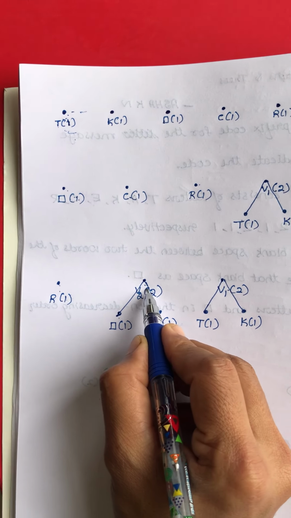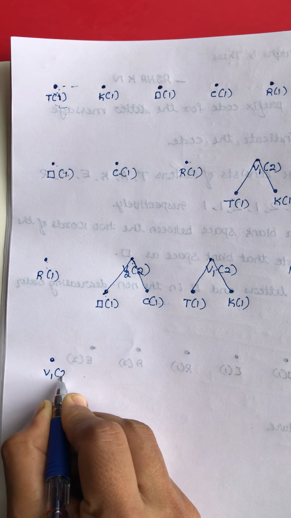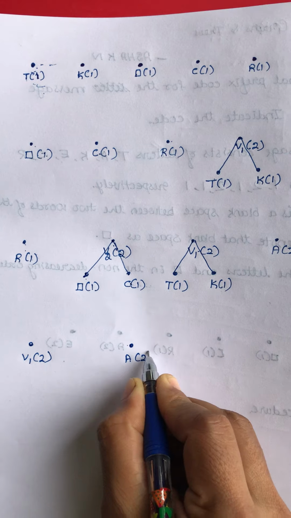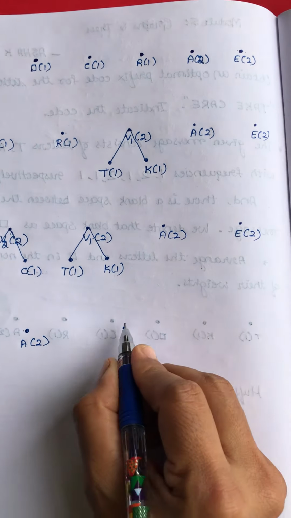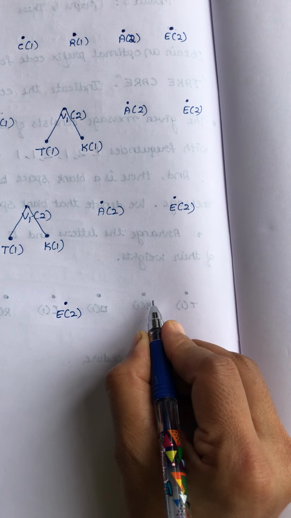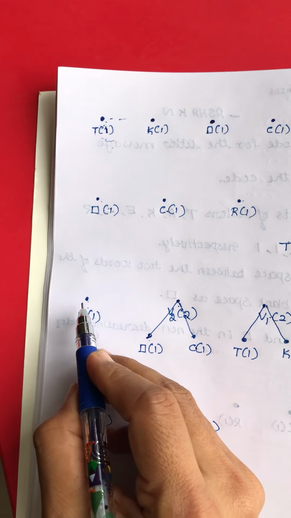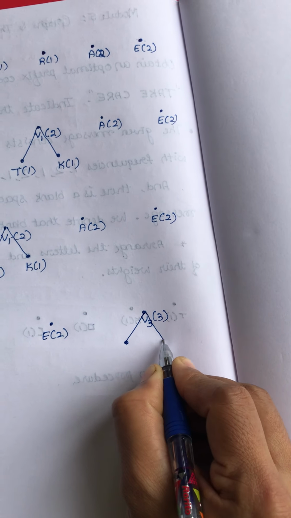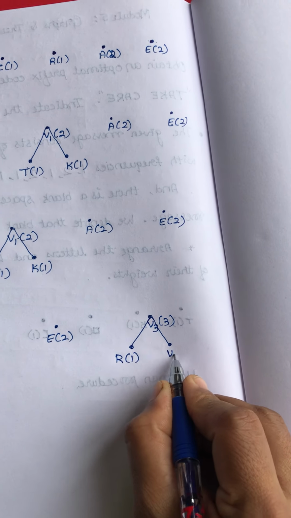So this and this I am going to add. V1 of 2, now I will write as it is. V1 of 2. Then A of 2. Again, be a little careful with the spacing between them. Next we have E of 2. The last one you can see, E of 2. Now we are getting the new vertex V3. How are we getting V3? V3 we are getting by adding R1 and V2 of 2. So V3 is obtained by R1 and V2 of 2.